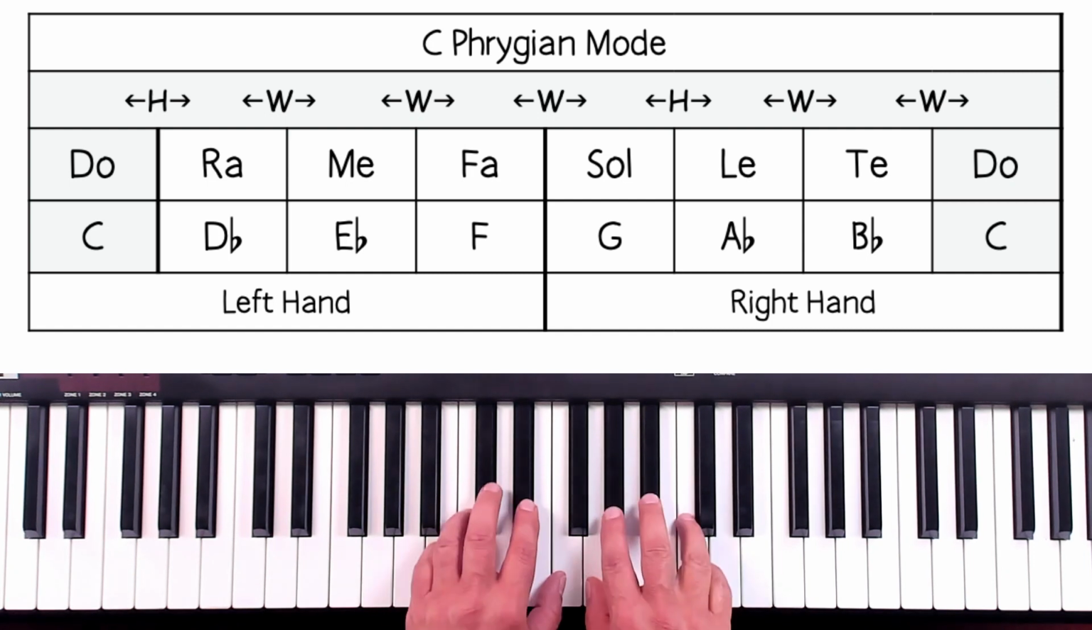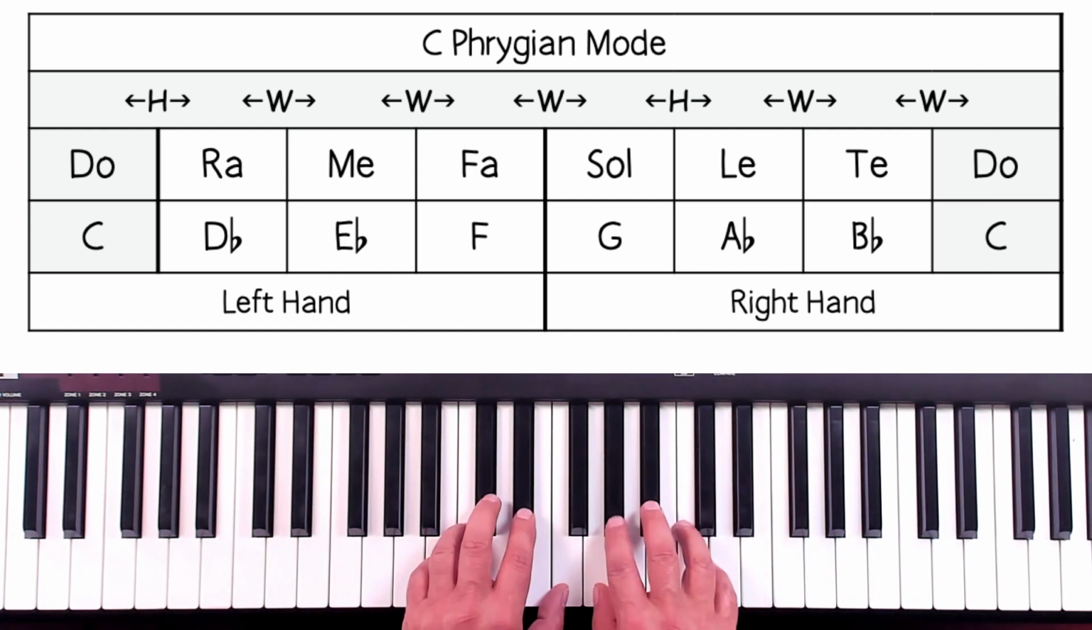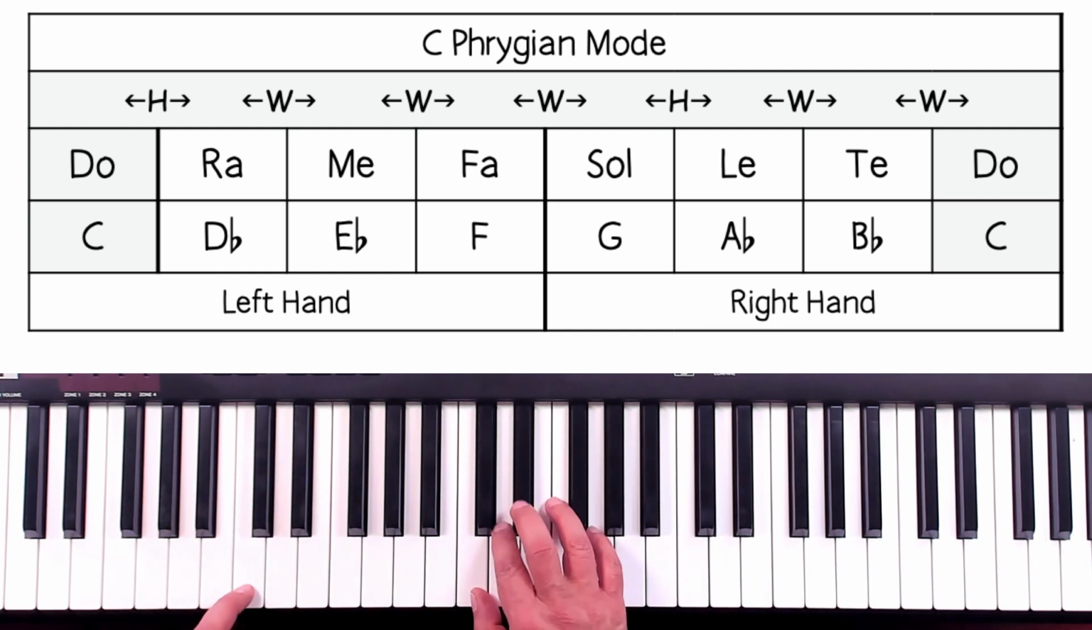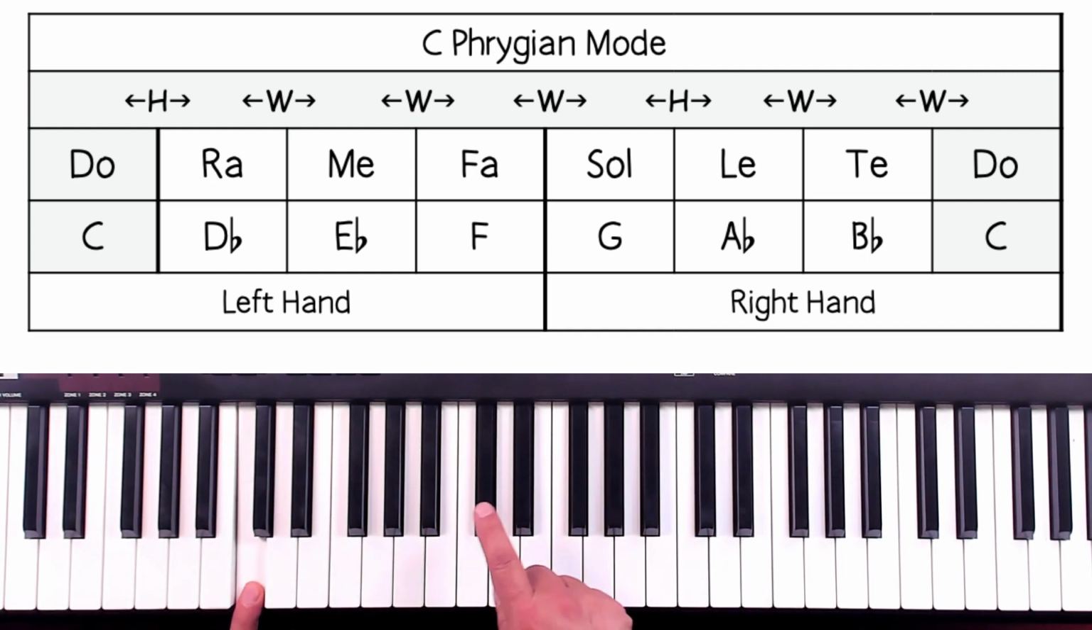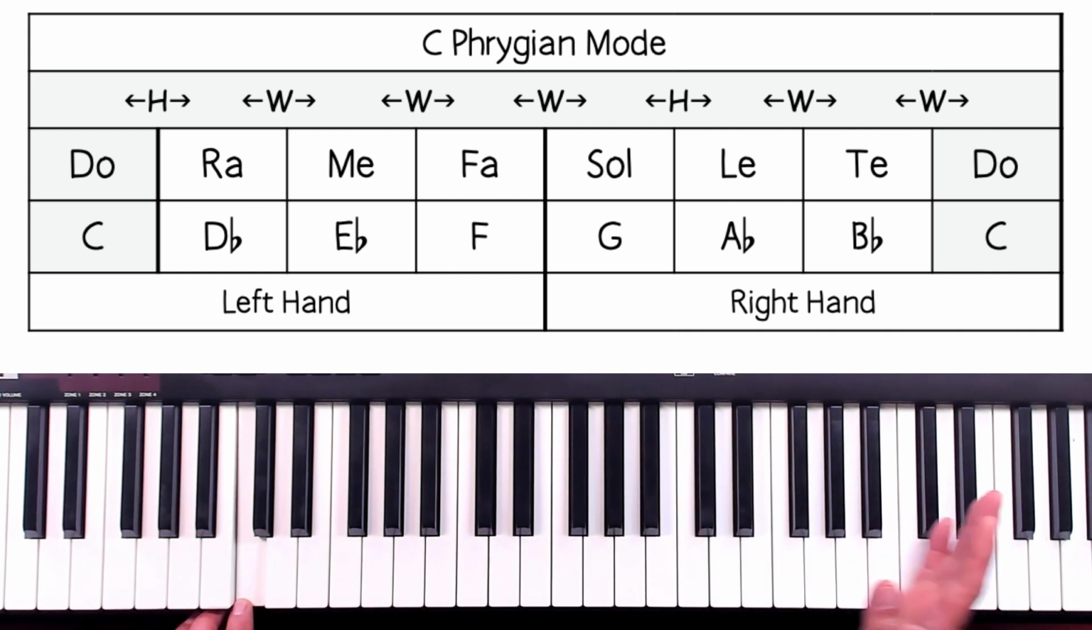Okay. So we already built our C Phrygian mode: do, re, mi, fa, sol, le, te, do. Now we're gonna sing a diatonic pattern in diatonic thirds. So in this case it will be do, mi, ra, fa, mi, sol, fa, le, sol, te, le, do, te, ra, do. And we're gonna sing and play, going up and down.